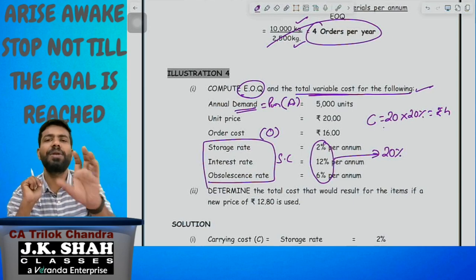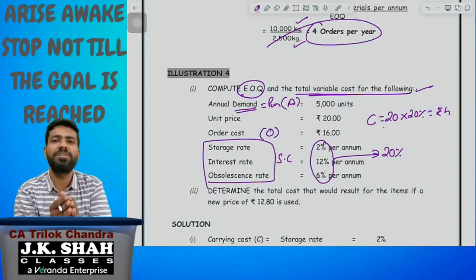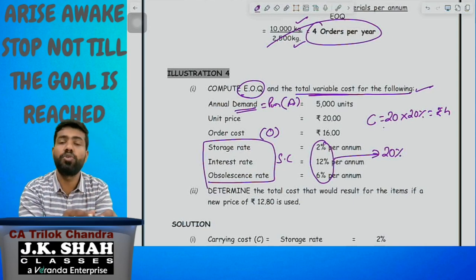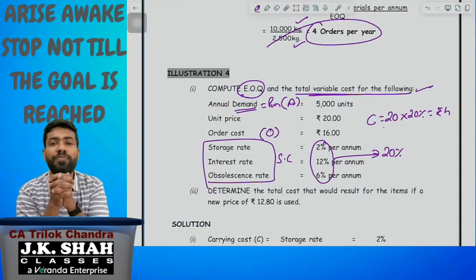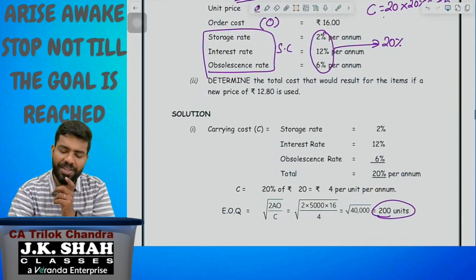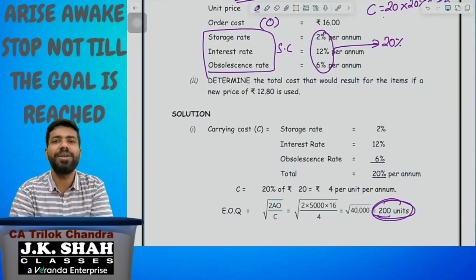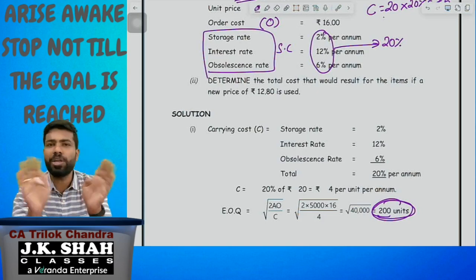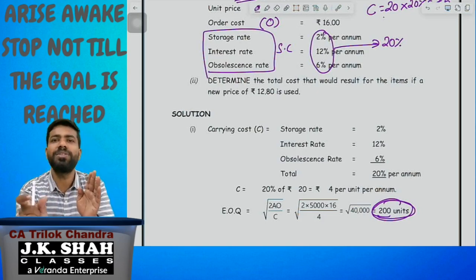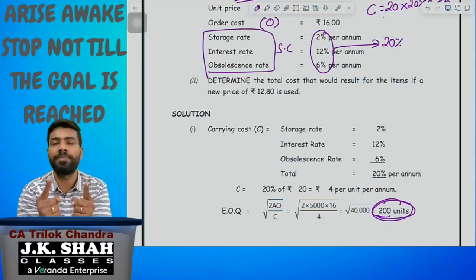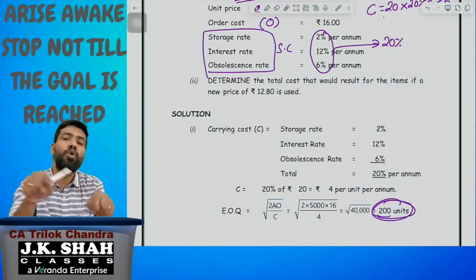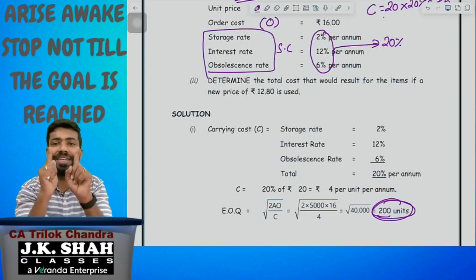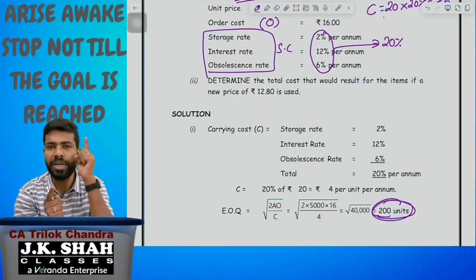In this question, how to calculate purchase cost? Total purchase cost is total purchase units into price. How many units were purchased? Many people confuse 200 units and 5,000 units. 200 units is the quantity per order. That is not the total purchases. 200 units is the ordering for a single order. They are asking to calculate total cost. When they say total cost, it means total purchase cost, not the single order cost. Try to get the clarity.